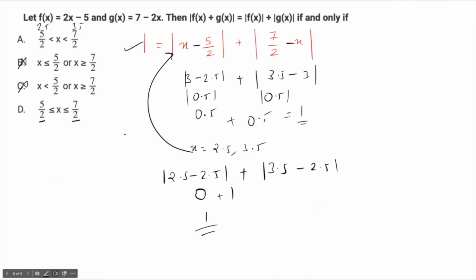So yes, x is equal to 2.5 satisfies the given condition. That means that yes, x can be equal to 5 by 2 or 2.5. So option A is also ruled out. The correct answer is option D. So that's a quicker way out. I believe there's a more universal way in which you can tackle all the mod-based questions.